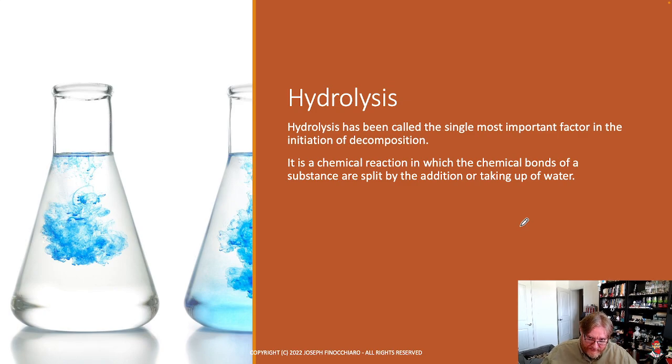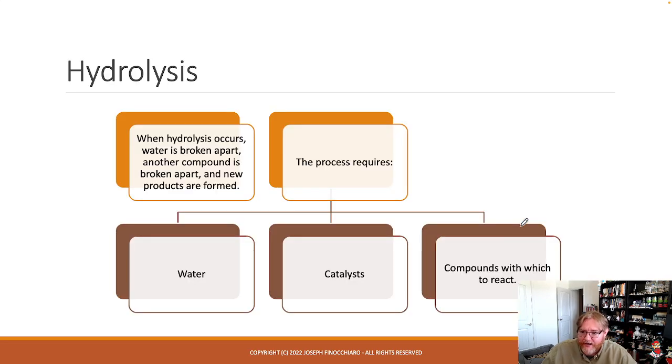Autolysis in the human body is essentially a hydrolysis reaction. When hydrolysis occurs, water is broken apart, another compound is broken apart, and new products are formed. So this requires water, a catalyst, and a compound. This is very much like the combustion triangle. You have to have oxygen, you have to have fuel, you have to have spark. Hydrolysis, you have to have water, a catalyst, and a substrate.